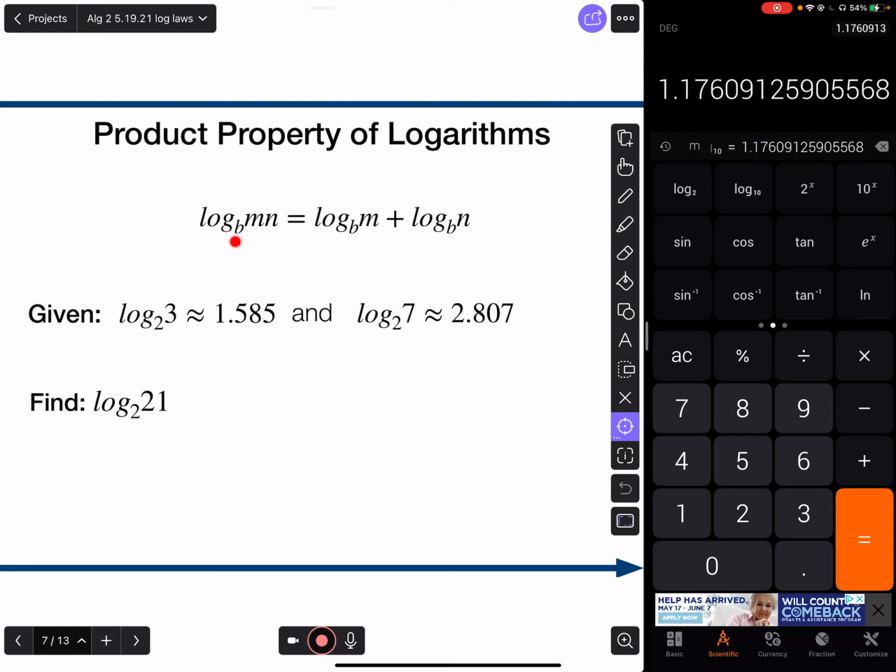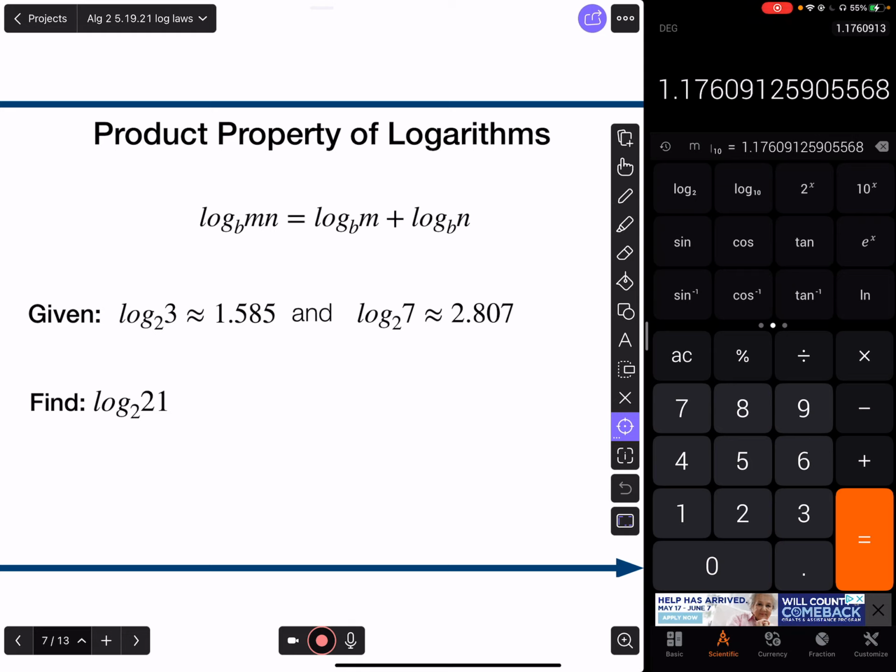So let's look at it written down in mathematical form. You have a logarithm base b of two numbers multiplied together, or two variables in this case, m times n. It is equivalent to two logarithms: the log of m, the first factor, plus the log of n, the second factor. So a logarithm of multiplication can be broken up into the sum of two logarithms.